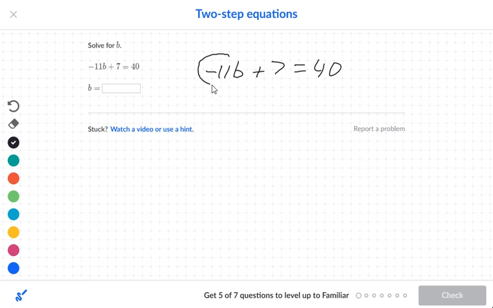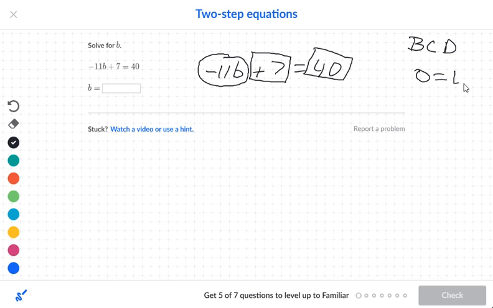What I'm going to do is circle my letters. Then I'm going to box my numbers. I'm going to use B, C, and D. So basically I'm going to take care of the boxes first and then move my way over to the circles. Remember, I want to get one circle equal to one box, or one box equal to a circle.